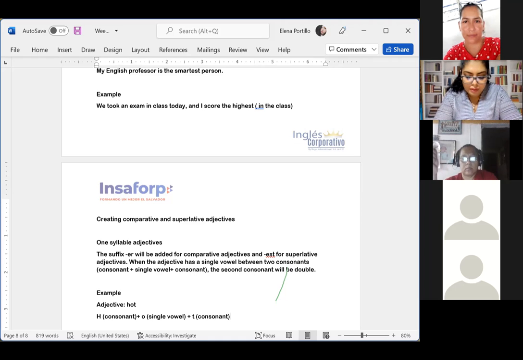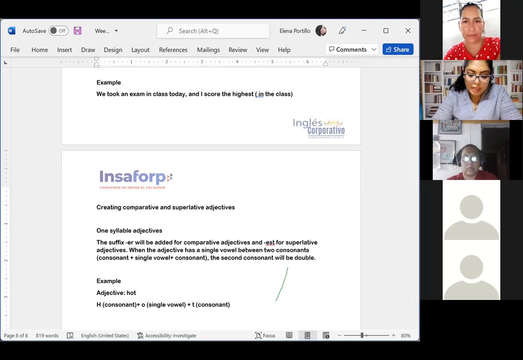And then we have the comparative form. The comparative form is, in this case, we're going to transform this word hot into hotter. So this is the ending, the suffix. We double the second consonant, then we add er at the end. So we have the adjective hot, we transform it to hotter, hotter.